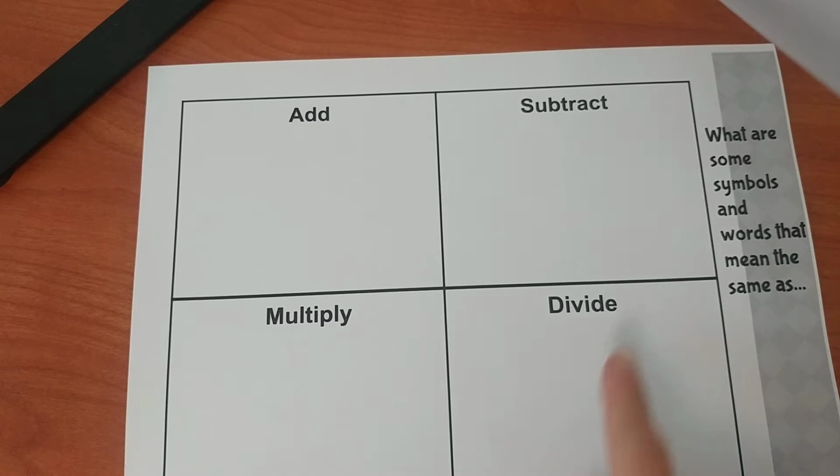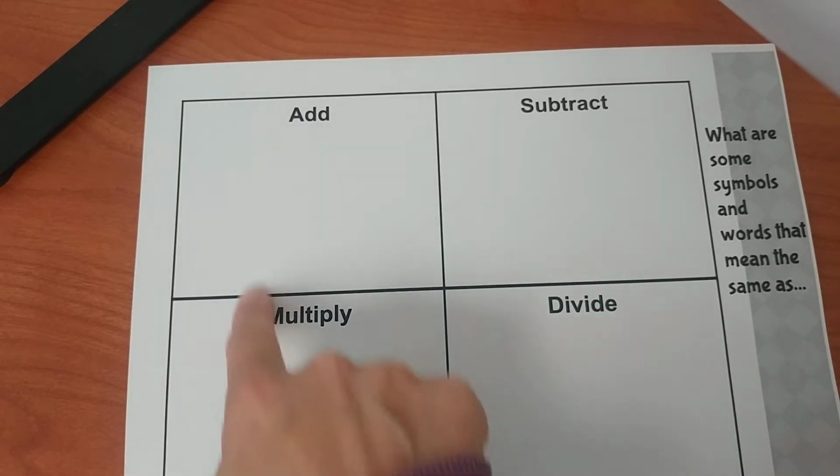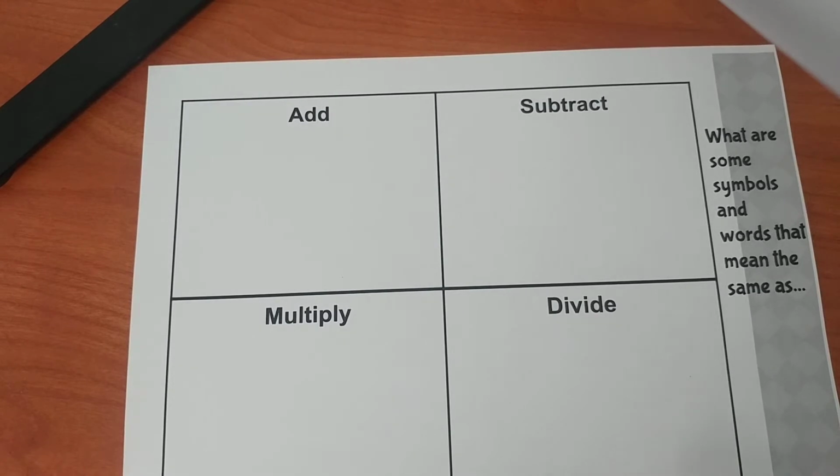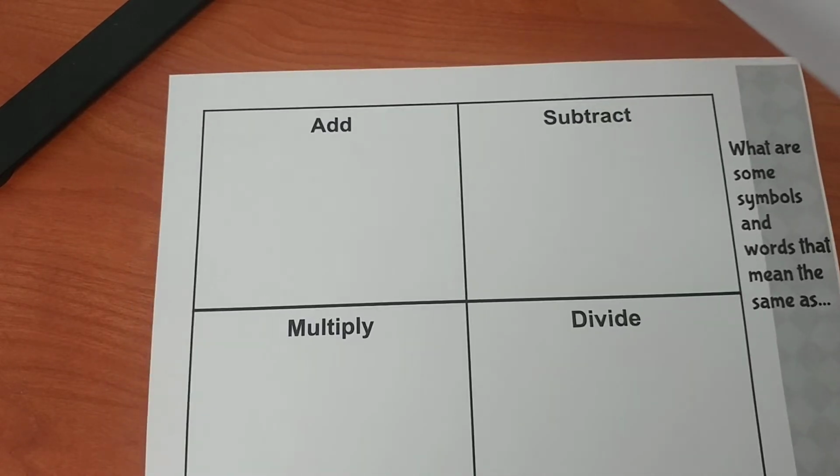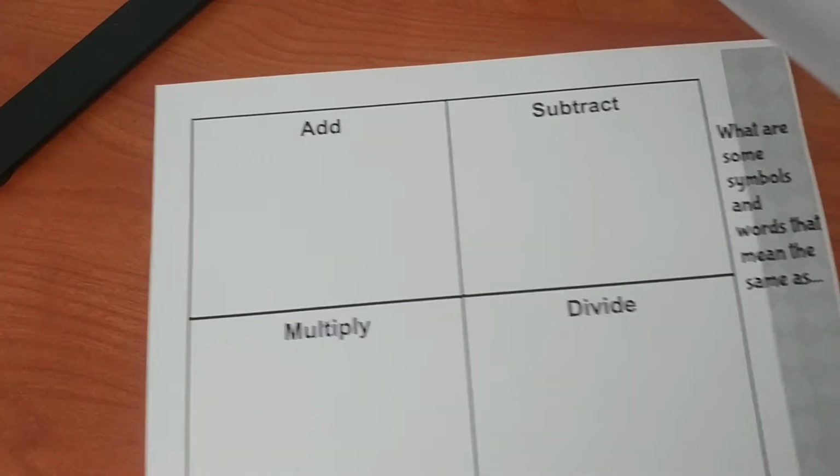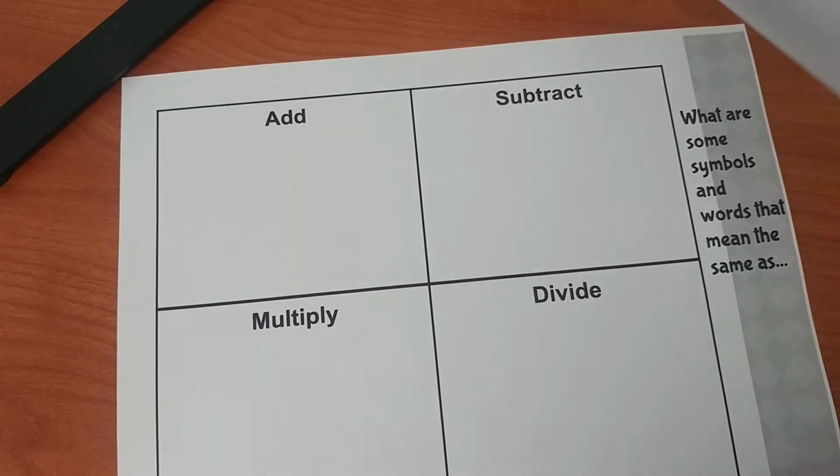In math, these words tell us to do something. They represent a mathematical symbol. These symbols allow us to shorten up phrases, kind of like what you do with texting. When you text a friend, you probably don't type out every single word. You use shortcuts. Well, mathematicians do the same thing. They use symbols for each one of these operations as a short way of writing something. So let's talk about these 4 operations. What are some symbols and words that mean the same thing?